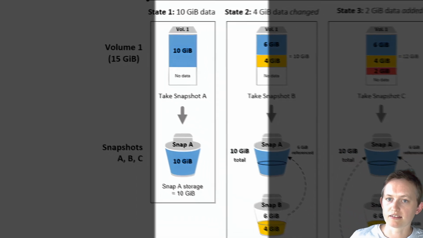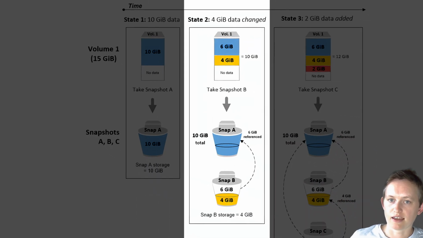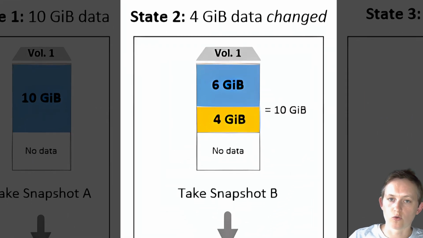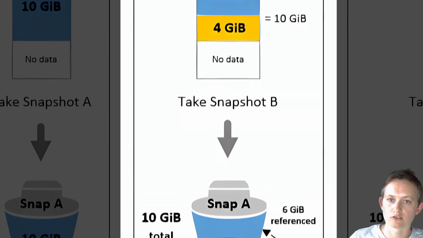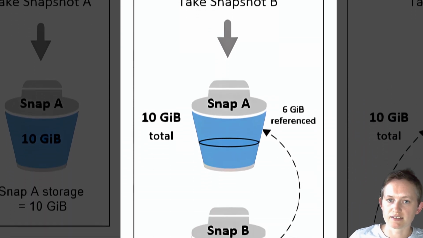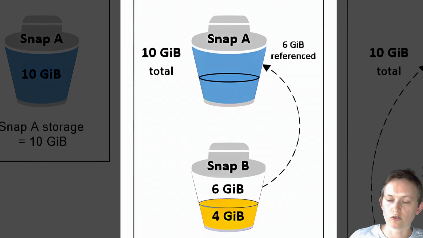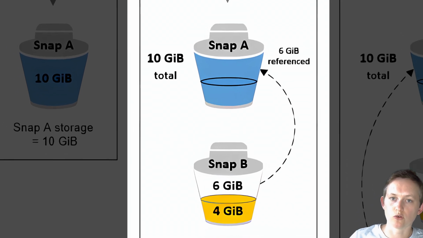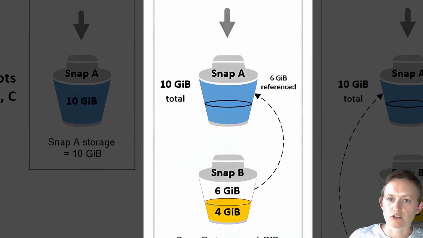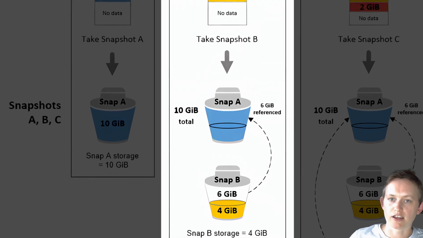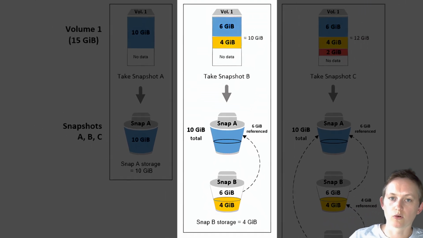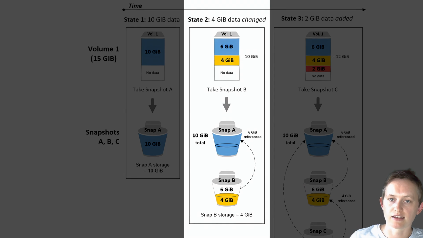For example, in state 2, we still have that 10 gigabytes of data stored on the EBS volume, but we've changed 4 gigs. We've overwritten 4 of the gigabytes. With snapshot B, as it's incremental in nature, we're only going to back up that new 4 gigabytes to S3. In snapshot B, we're going to reference the unchanged 6 gigabytes and point to snapshot A that's in S3.